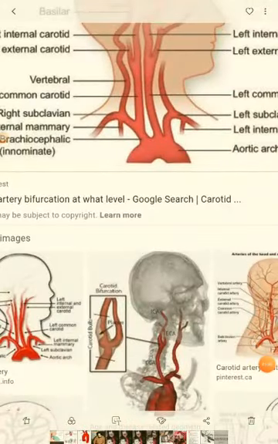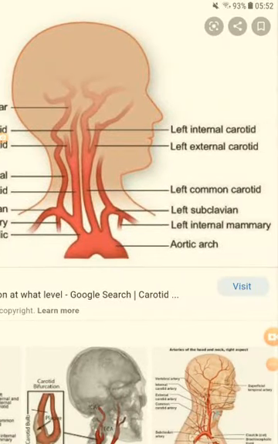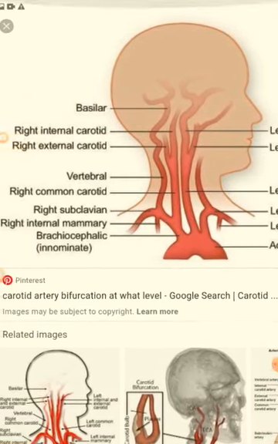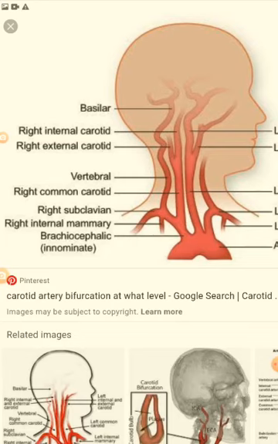Just at the upper border of the thyroid cartilage, the left common carotid artery divides into a left internal carotid and left external carotid, just like right common carotid, which divides into right internal carotid and right external carotid. And through these two branches, that is internal carotid and external carotid, they supply all the areas of the brain, different facial structures that we will discuss later on.